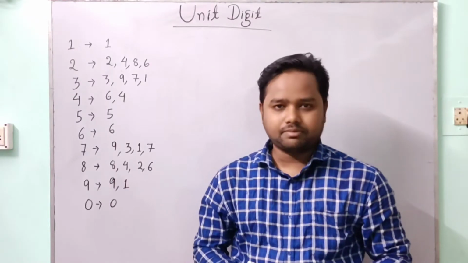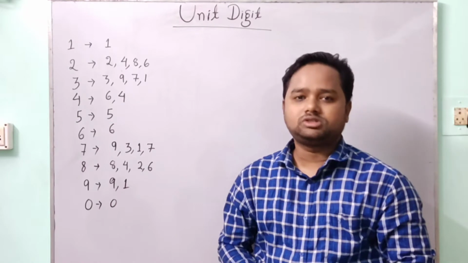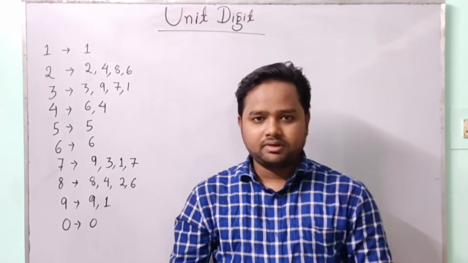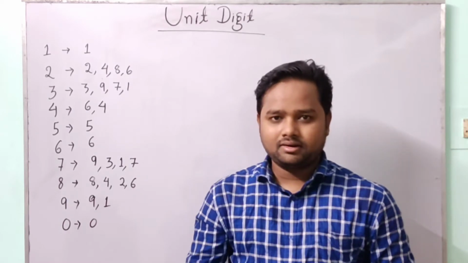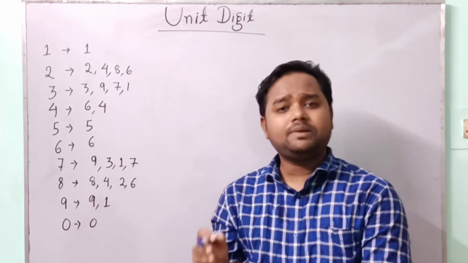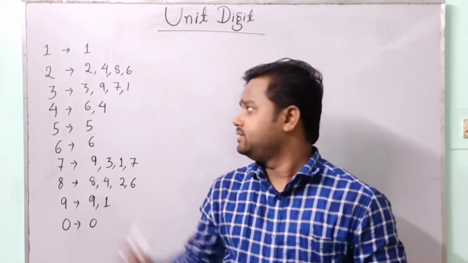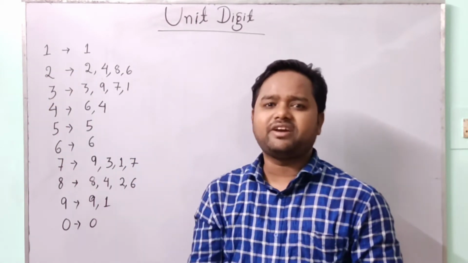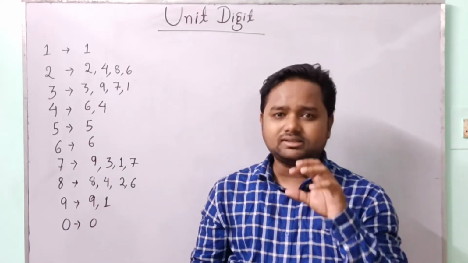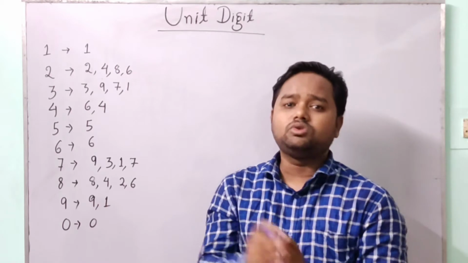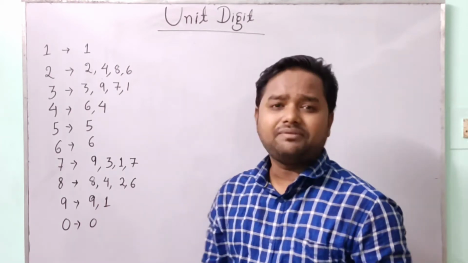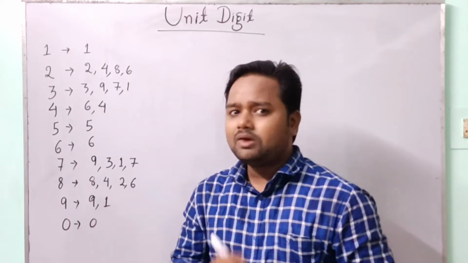To solve such problems, first we have to see the unit digit of a number. If the unit digit is 1, then whatever the power of 1, the unit place always comes 1. So 1 has a repetition factor of 1. That means whatever the power we take, if the unit digit is 1, the unit place is always 1. Similarly, if we take a number having unit digit 2, then what do we get?